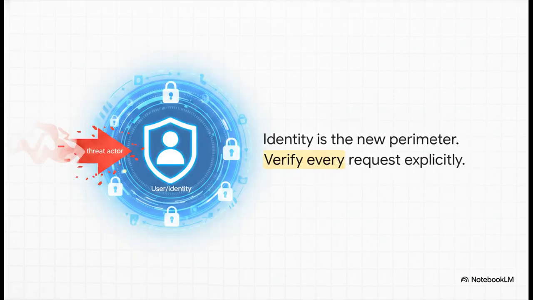Look, if you take just one thing away from this entire architecture, let it be this: identity is the new perimeter. You must verify every request explicitly. Shifting to this dynamic, identity-centric isolation means that even if a threat actor somehow finds a network path, they are stopped dead in their tracks if they don't have the explicit, context-aware authorization required to proceed.